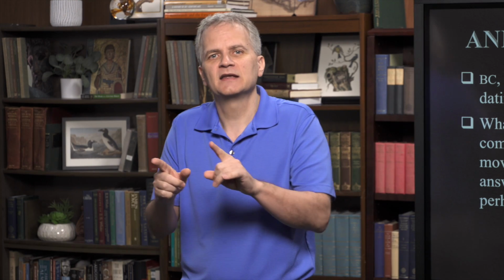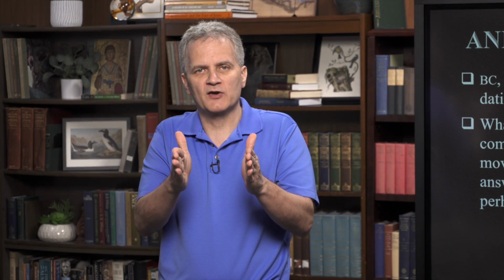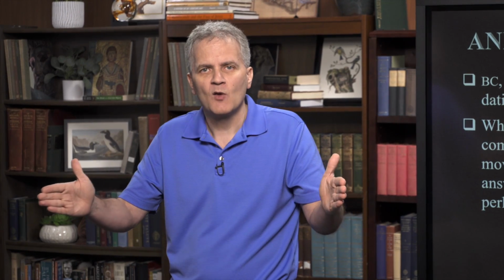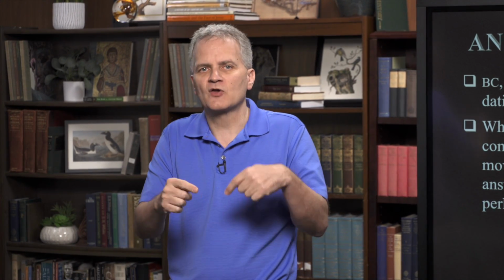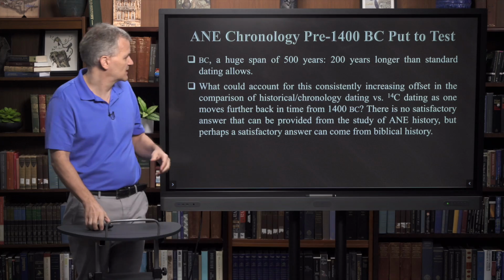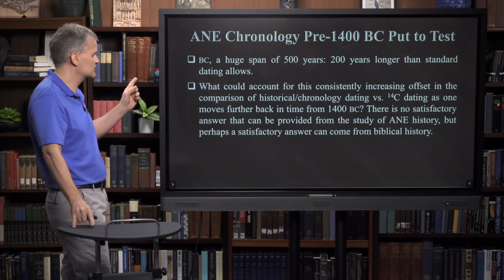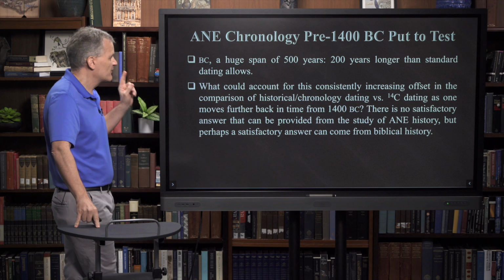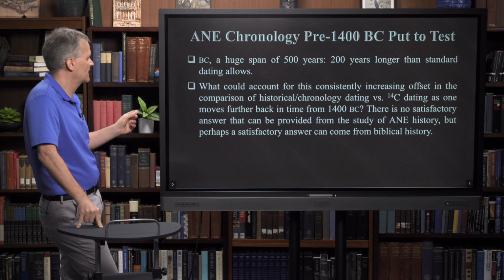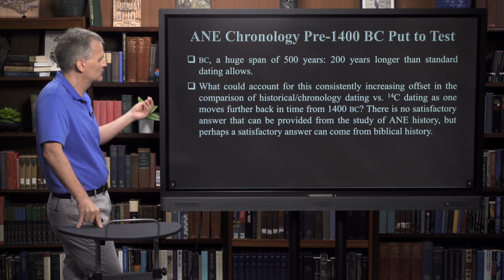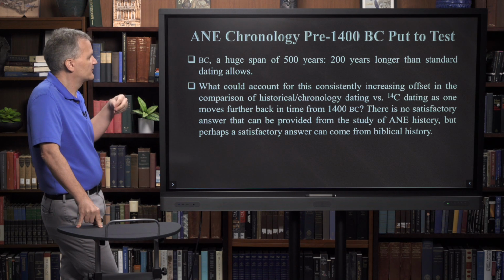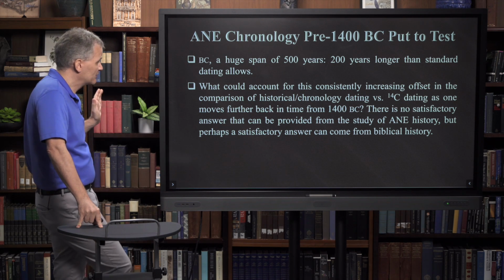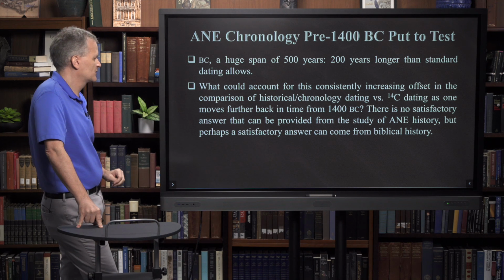So the offset is not only consistent throughout the ancient Mediterranean world, but it's consistent with making date ranges of archaeological periods appear to be too big when instead they should be shorter. So there is a complete consistency in all of this. So here's the question. What could account for this consistently increasing offset in the comparison of historical chronology dating versus carbon-14 dating as one moves further back in time from 1400 BC?